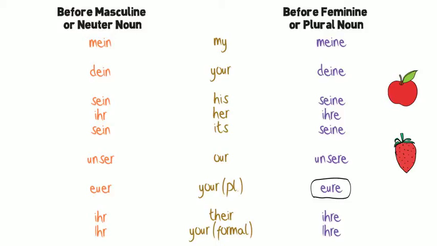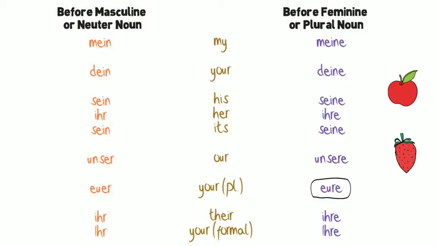Think of how we use a and an in English. We'd say an apple, but a strawberry, not an strawberry or a apple. In other words, whether a has an n or not depends on the word that comes next. The same concept applies to these possessive forms. Whether mein has an E on it or not depends on the word that comes next.